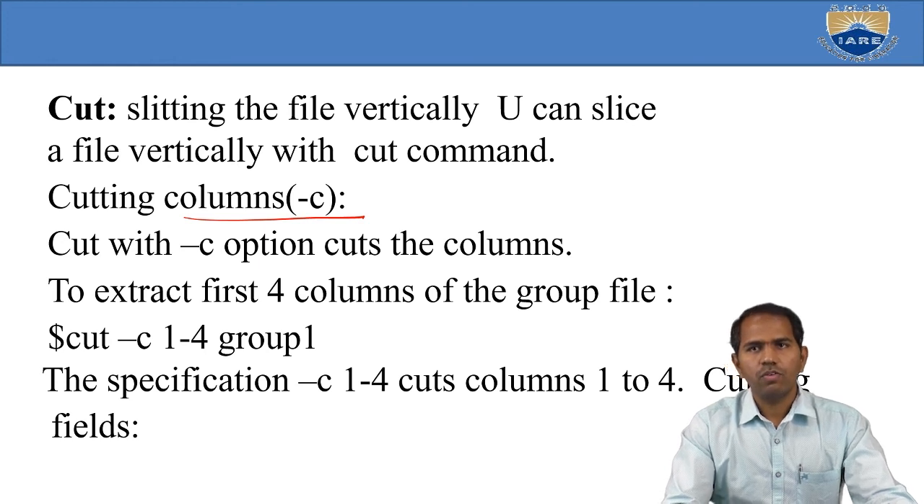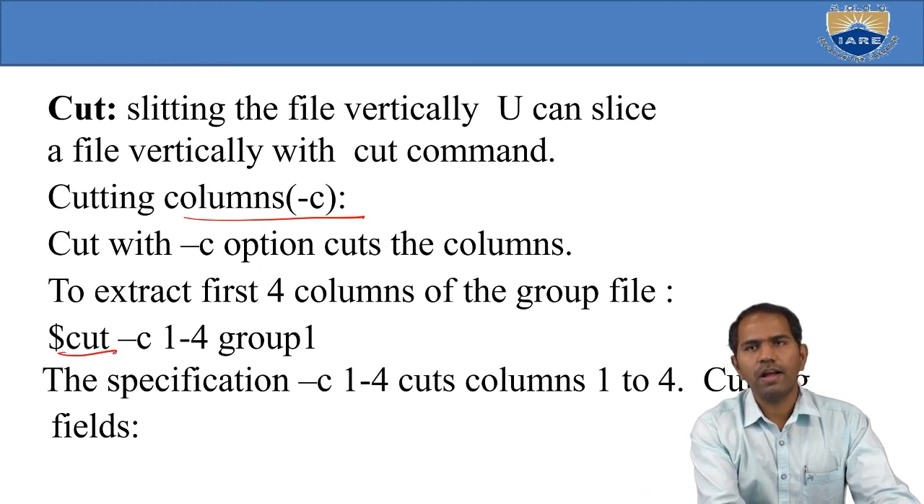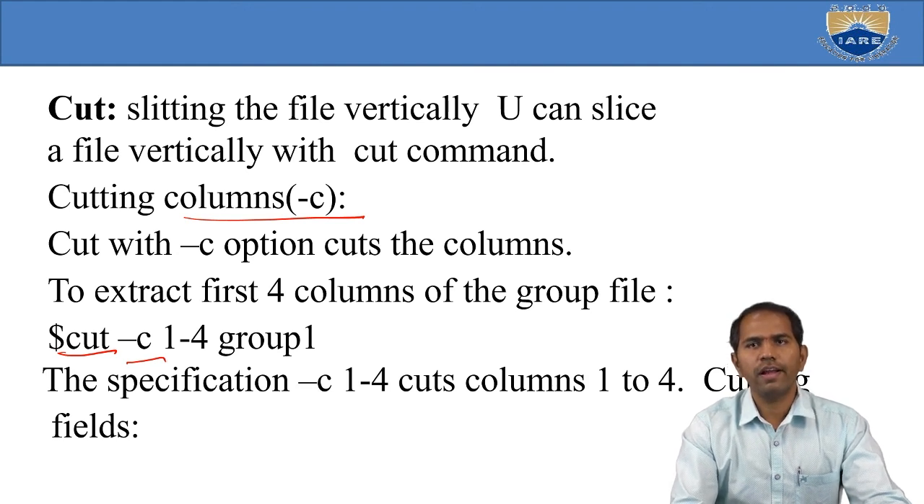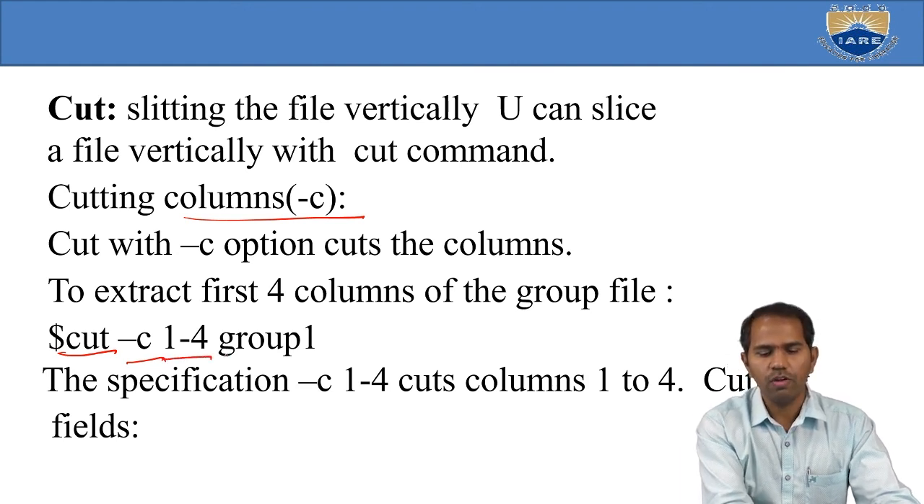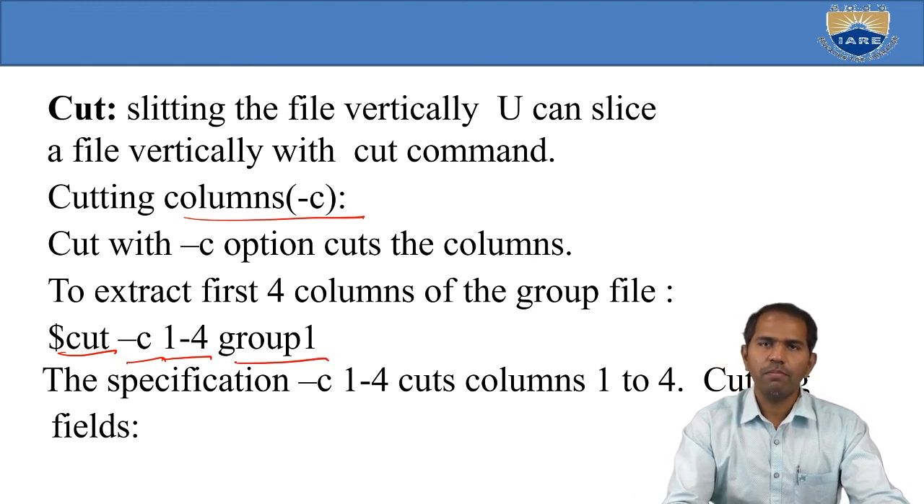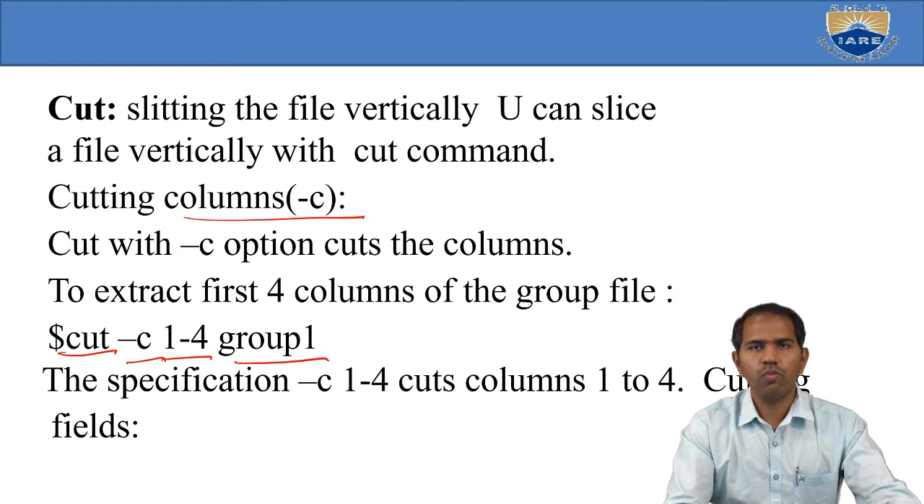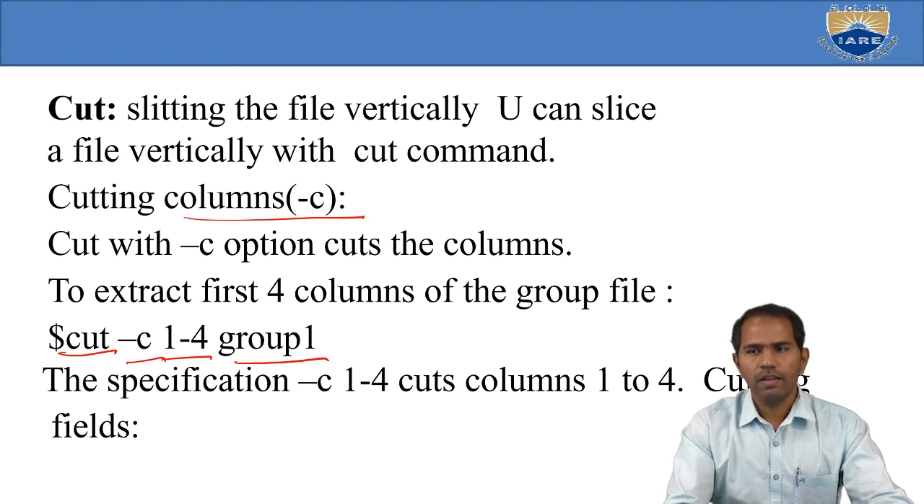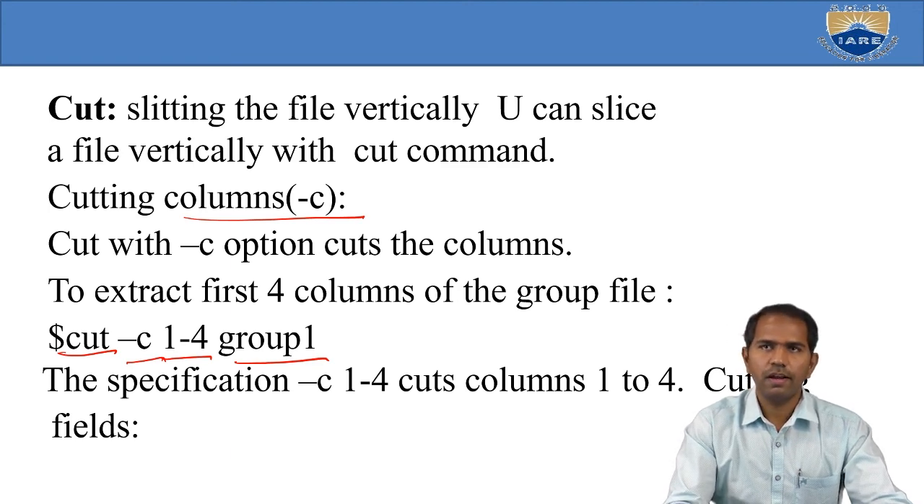So cut is one of the commands. The -c option takes the number of columns to cut, like 1 to 4 in group 1. Group 1 is a file name, and in that file we take columns 1 to 4, which are to be cut. So it cuts columns from 1 to 4, cutting the fields. This is one simple command, cut.